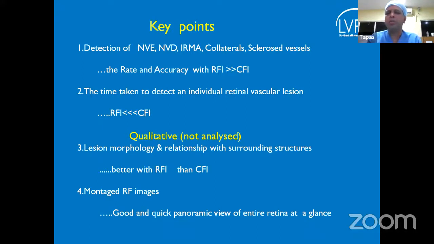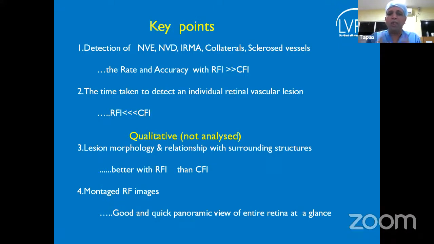Now, sometimes in a busy clinic, during clinical examination, we look at the fundus images, detect the pathologies, and write down our notes. If we quiz ourselves, take the fundus images and see whether we missed any lesion, you will find that many times we do miss some lesions that get picked up by the images. The time taken to detect an individual retinal vascular lesion with red-free imaging is less than with color fundus imaging. Now, the qualitative result that we got: the lesion morphology and the relationship of the vascular lesion with the surrounding structures are better with RFI.